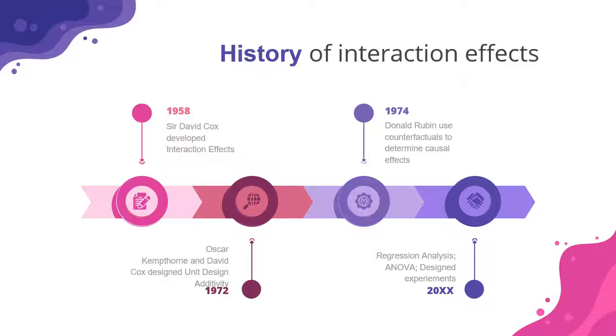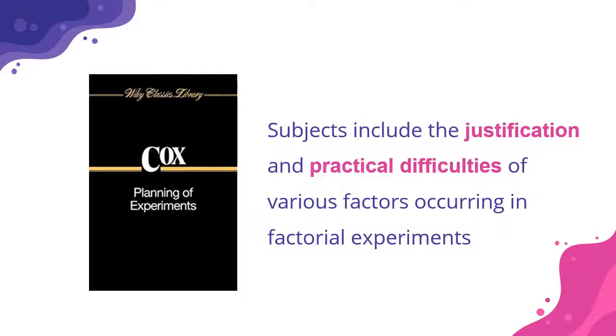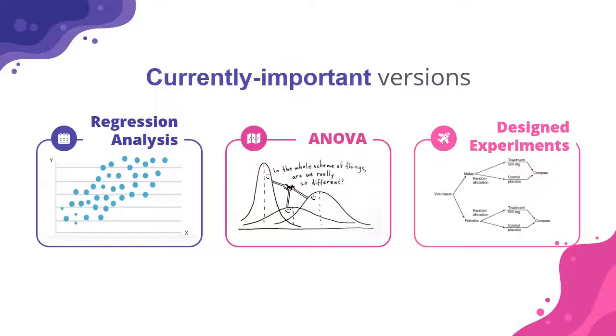The graph is a glimpse of the history and development of interaction effects. In 1958, David Cox introduced the concept and application of interaction effects in his publication, Planning of Experiments. The book offers a comprehensive non-mathematical treatment regarding the design and analysis of experiments, focusing on basic concepts rather than calculation of technical details. Subjects include the justification and practical difficulties of various factors occurring in a factorial experiment.